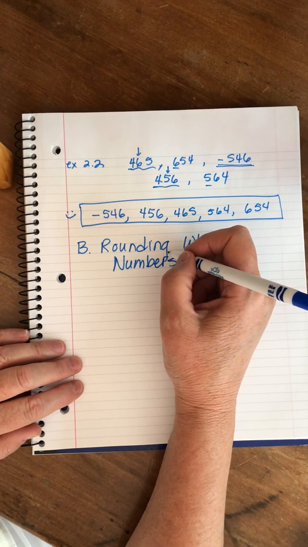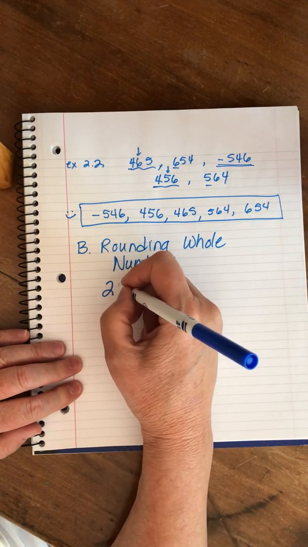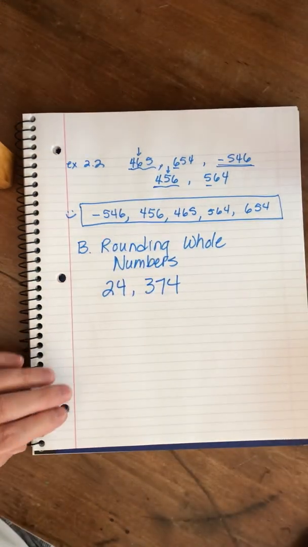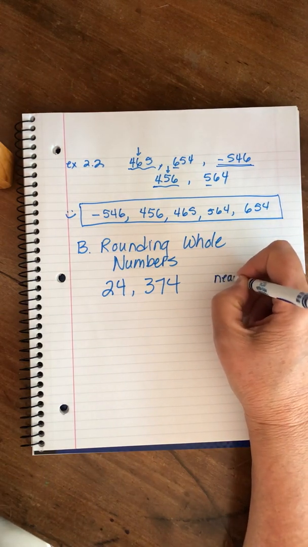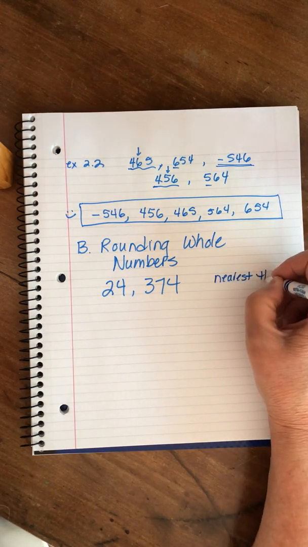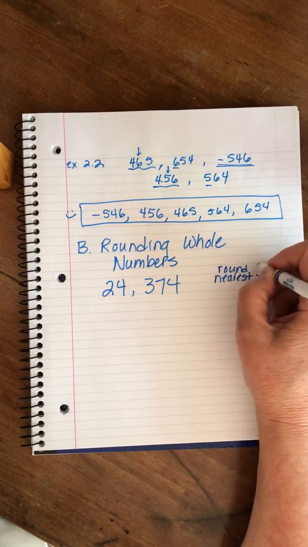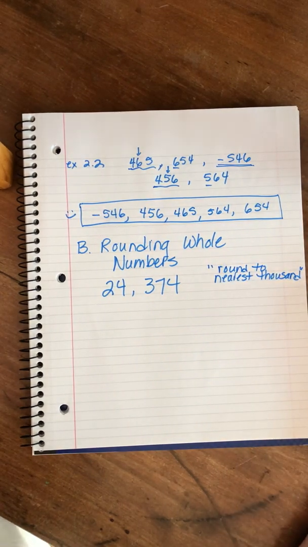Okay, we've got the number 24,374. Now, before we round a number, we have to know what place we're rounding it to. And this instruction tells us to round to the nearest 1,000. Okay, so John has to give us the instruction. Otherwise, we don't know where to round it. We can round it any place.